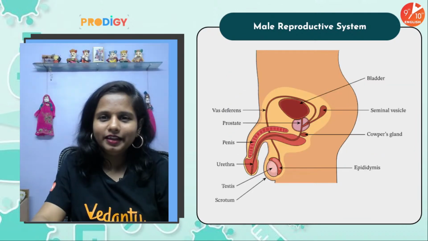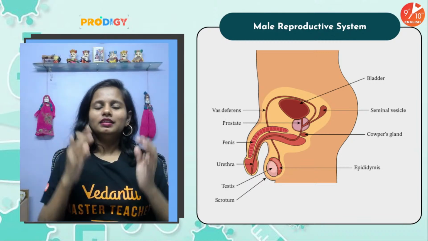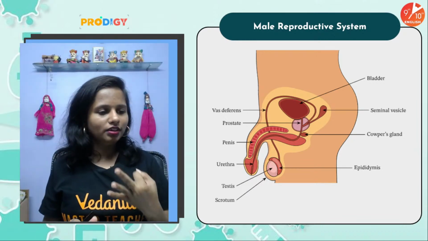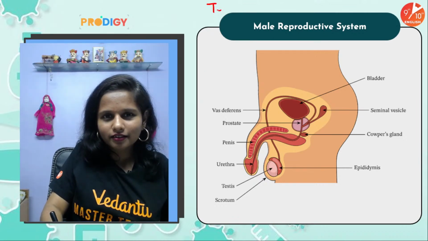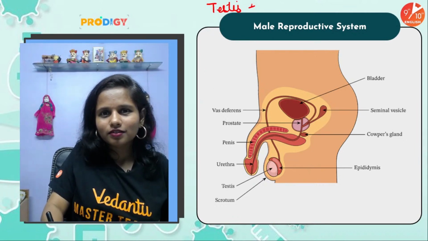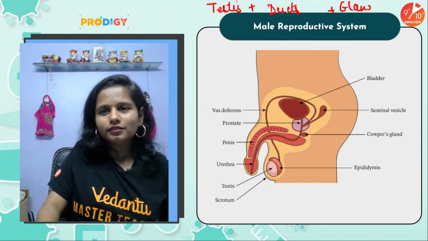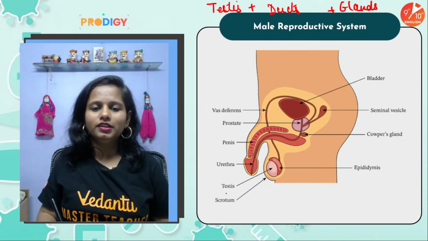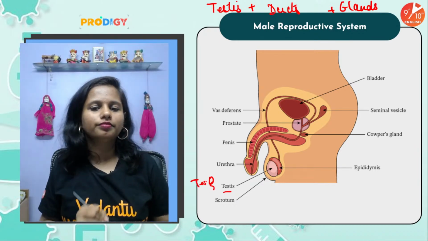And let's proceed further. Now parts of the male reproductive system: testis, ducts and glands. The function of the testis is to produce sperms and the hormone testosterone, right?